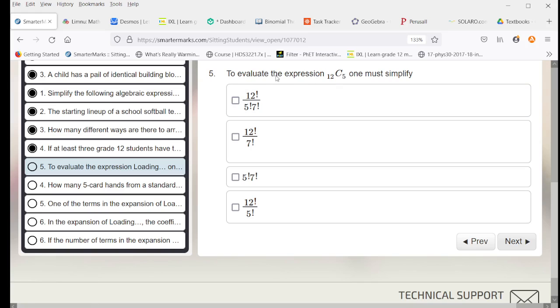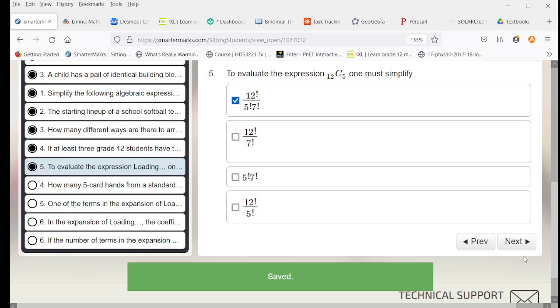So to evaluate the expression 12C5, one must simplify. And yes, going right back to the version on the formula sheet, it's 12 factorial over 5 factorial, 7 factorial.